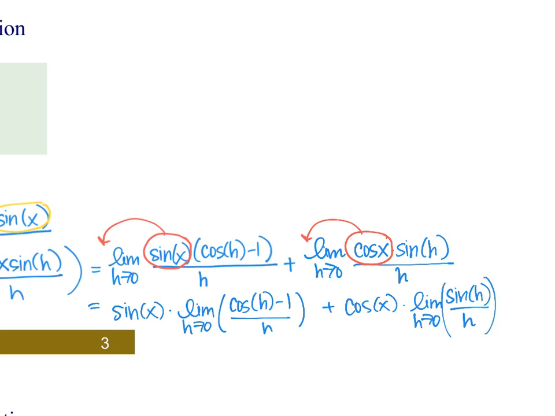Now both of these limits have a particular defined value. We've learned this limit, the second limit, the sine of h over h as h approaches 0, that has a limit value of 1. We proved that in chapter 1.